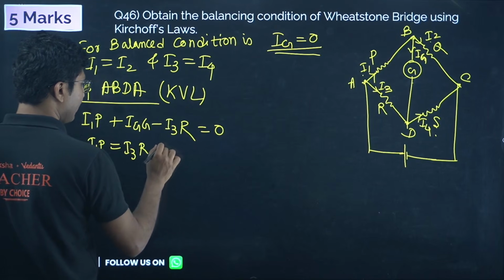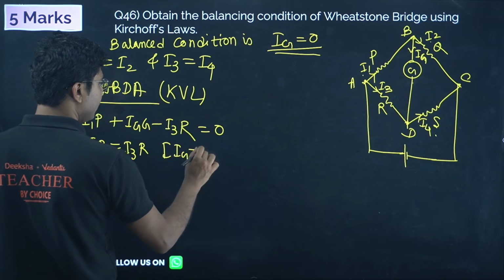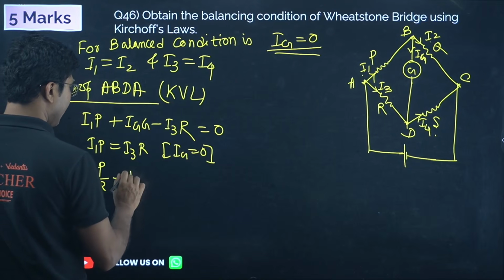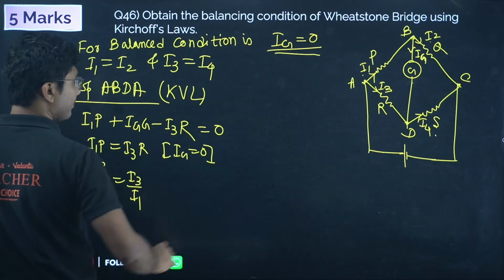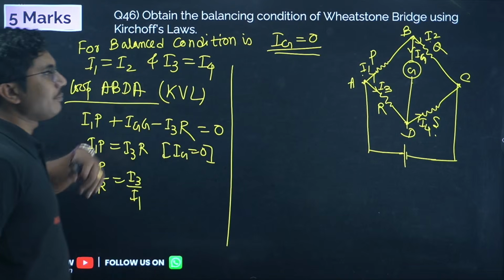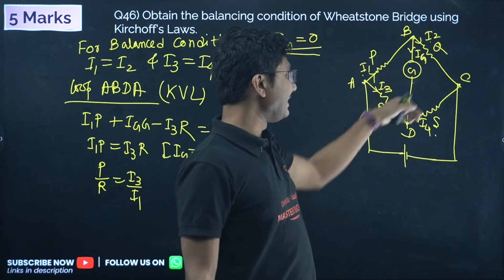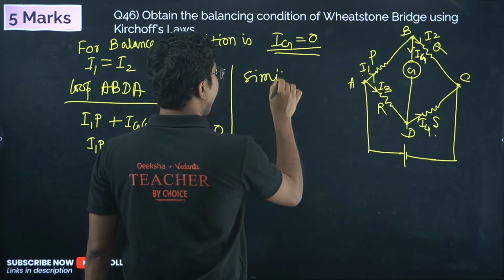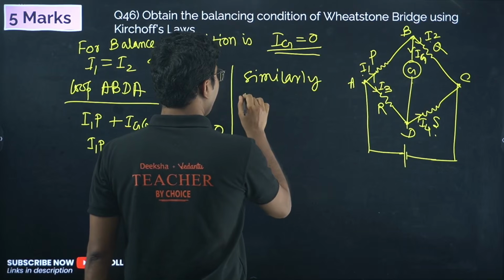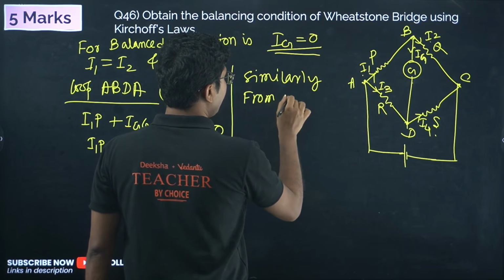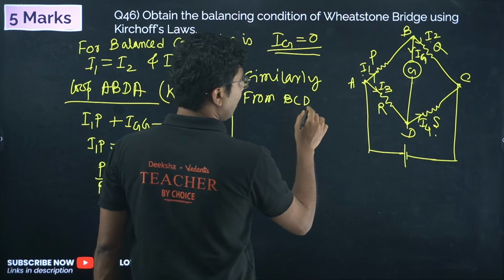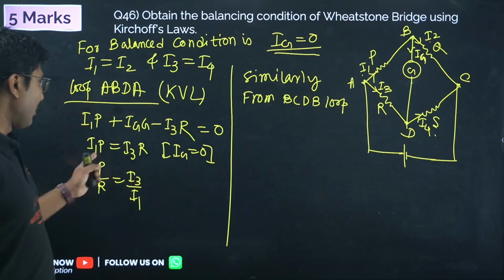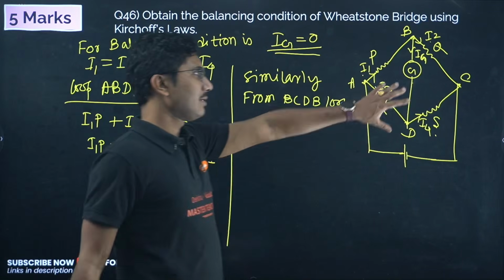Okay, obviously in the bracket you have to write Ig equals 0, or P upon R equals I3 upon I1. Now you can do the same thing for the BCD B loop, or you can write similarly from the BCD B loop, because you have already established that the same thing can be applied for this loop.